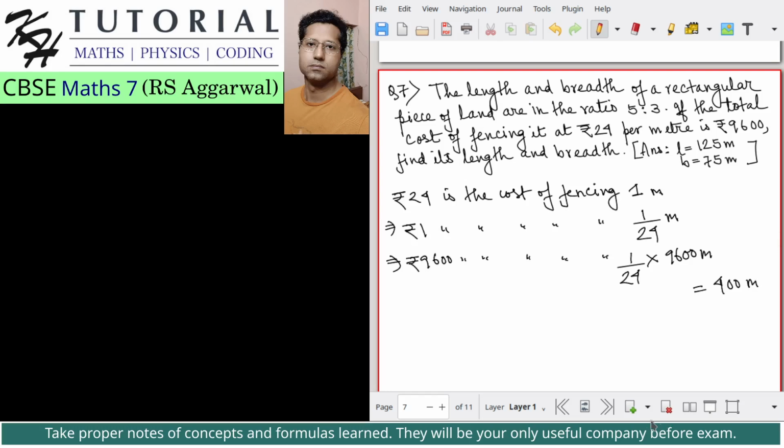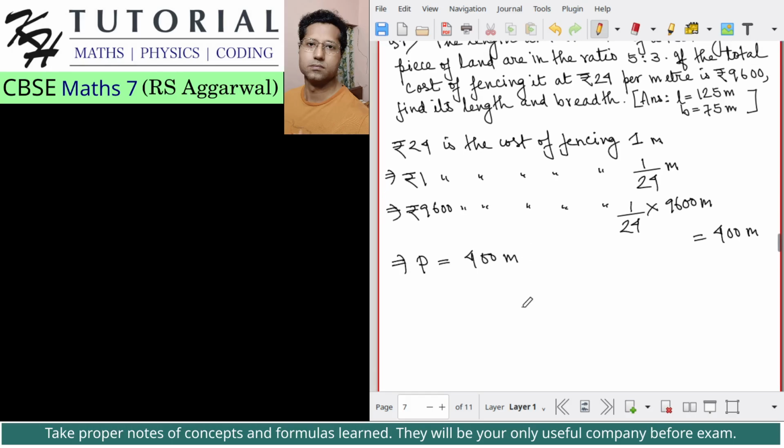400 meter is the perimeter of the rectangular field, which we have found to be 400 meter. Now the ratio of the length and breadth is given, which is 5:3. So let the length be 5x meter and the breadth be 3x meter.